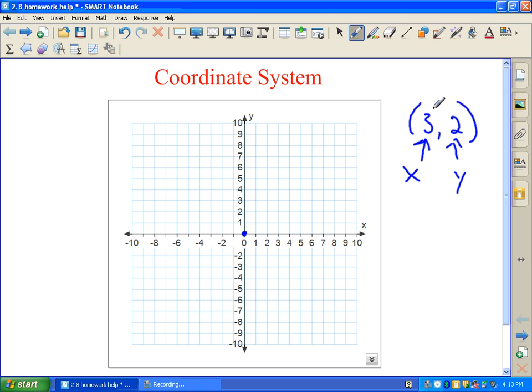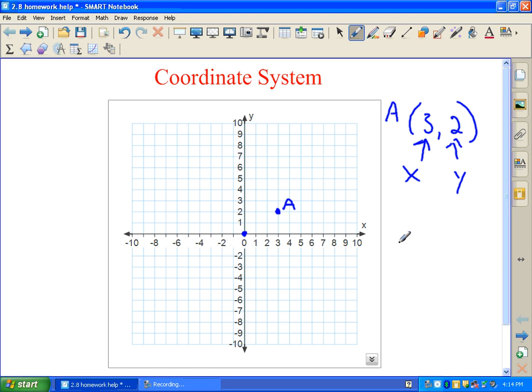So if I'm graphing this point (3, 2), the x always comes first. So I know that's a 3. So I'm going to go over 3. And then the y value is a +2. So I'm going to go up 2. And that is where that point would be located. Now, I normally would name this point with a capital letter so that on the graph I could put that capital letter by it and know that those match.